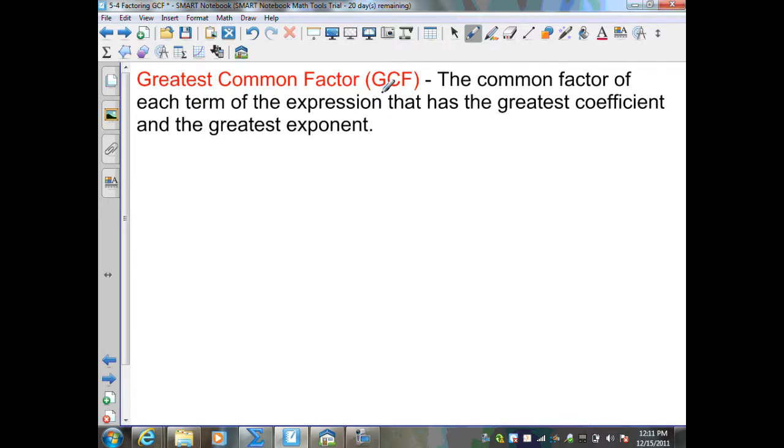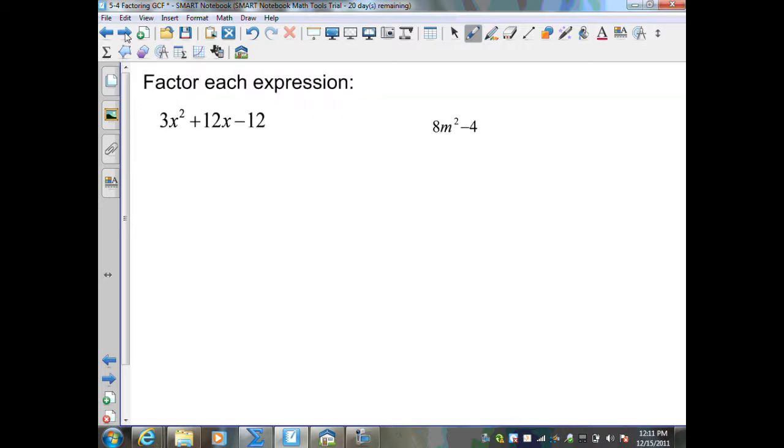That is the common factor of each term of the expression that has the greatest coefficient and the greatest exponent. In other words, I want to find the largest number that will divide into each coefficient of my expression, and I want to find the largest variable exponent that will divide into each variable term. Let's take a look at an example.